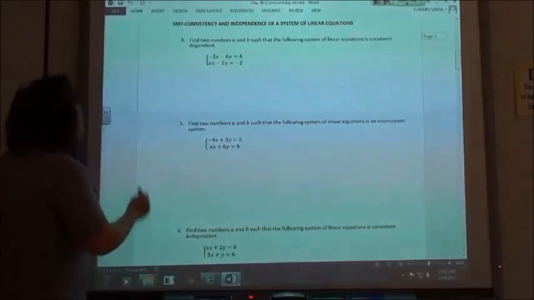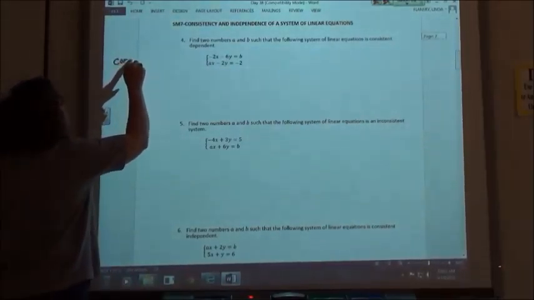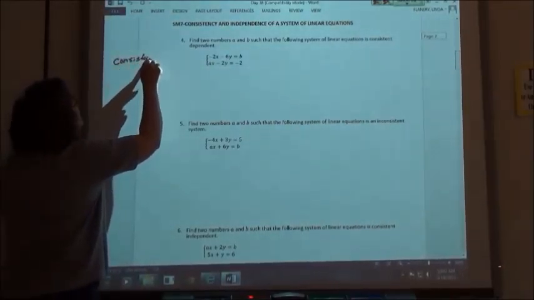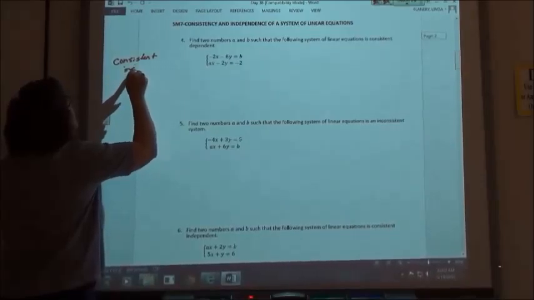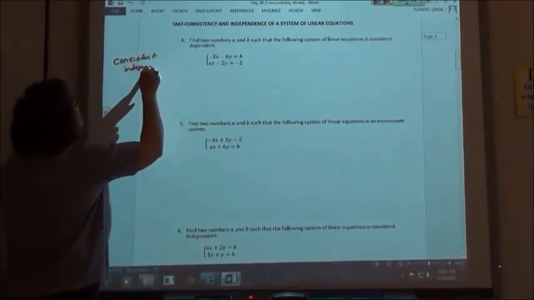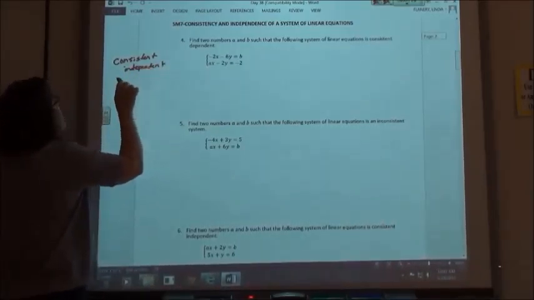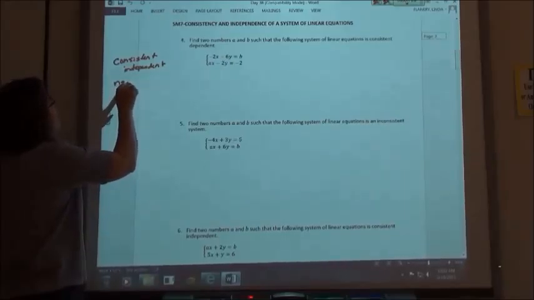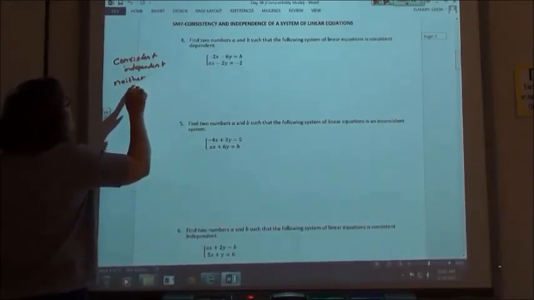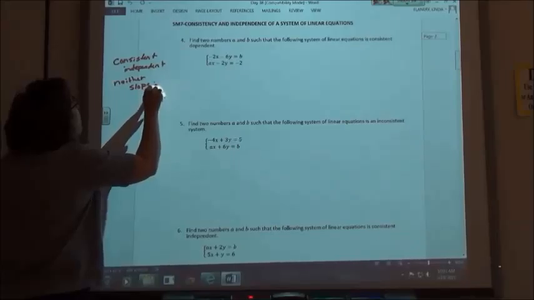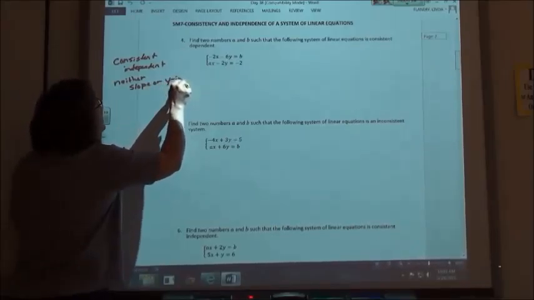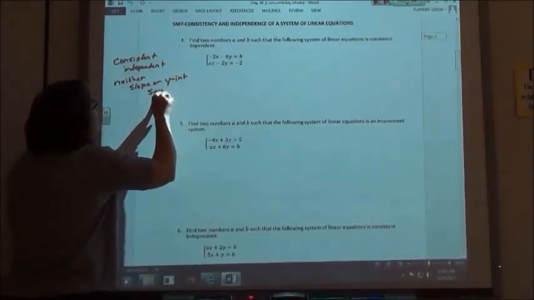If I have consistent independent, we want to have neither the slope or y-intercept the same.